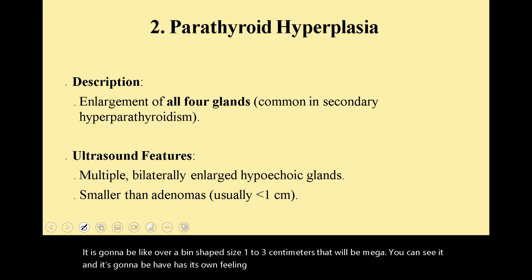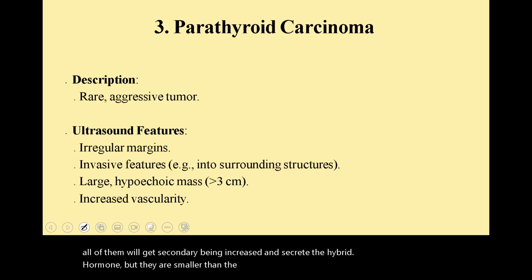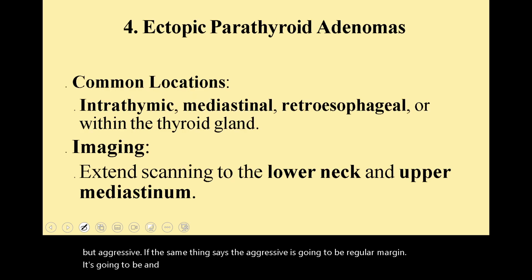So you go for hyperplasia. All four glands will get secondary increase and secrete parathyroid hormone. But they are smaller, less than 1 centimeter, smaller than the adenoma. They are multiple. And carcinoma, it is rare but aggressive. We can say aggressive is going to be irregular margin, it's going to be hypoechoic and increased vascularity.